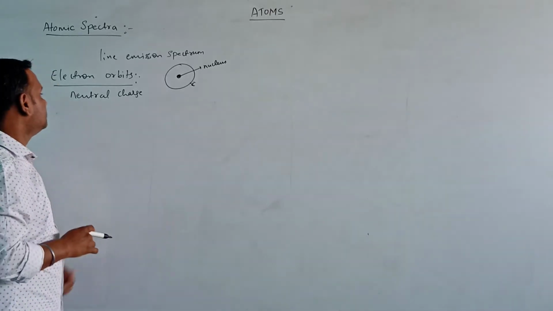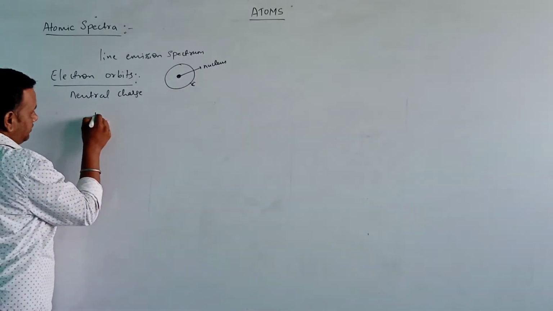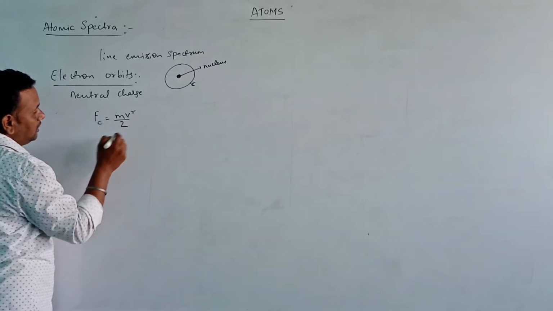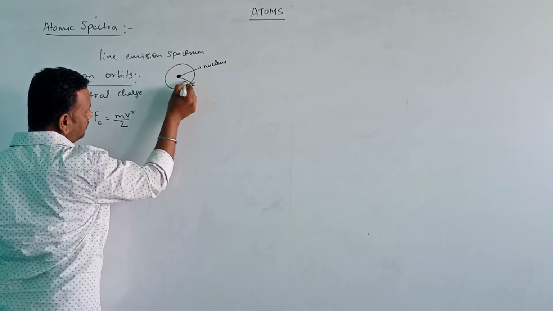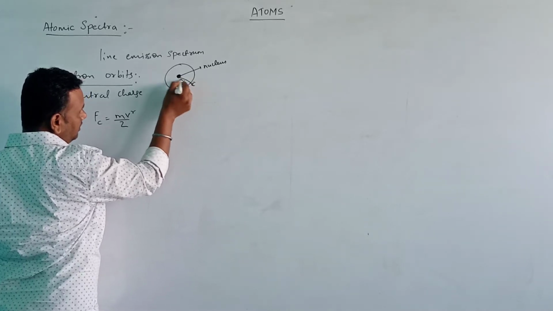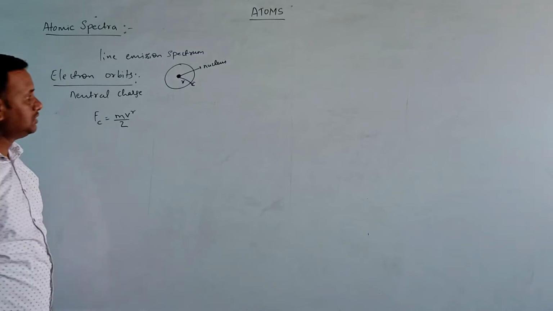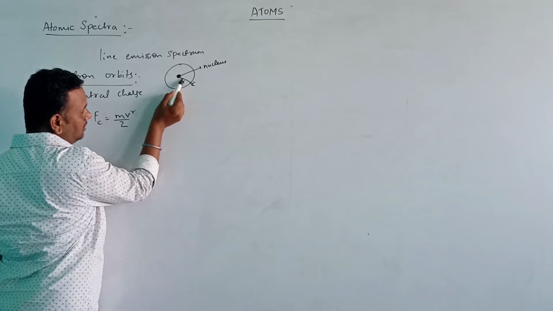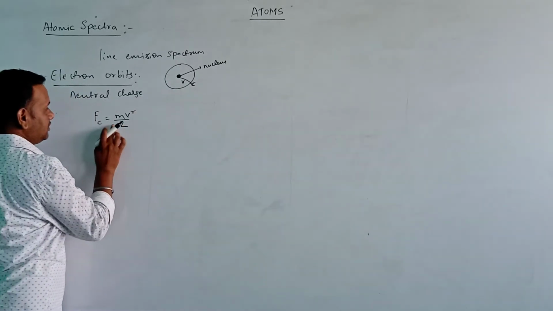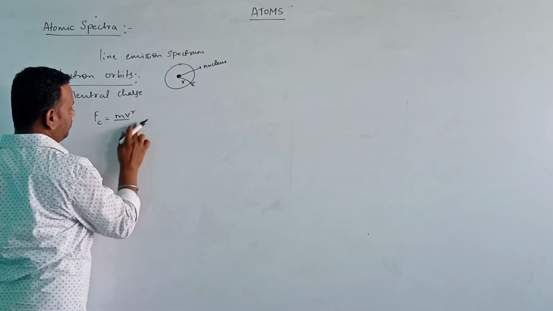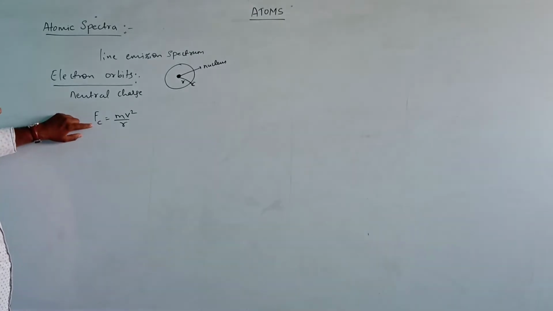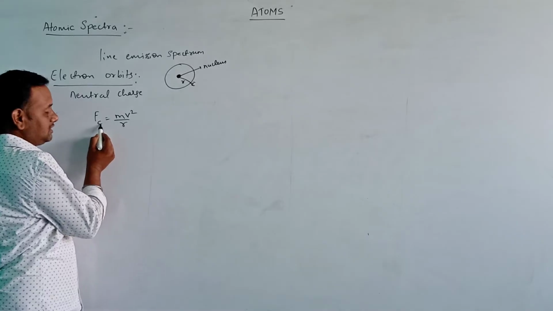That centripetal force is given by Fc equals mv square divided by r. Here r is the radius, that is, the distance from the nucleus to the electron. Here Fc indicates the centripetal force.